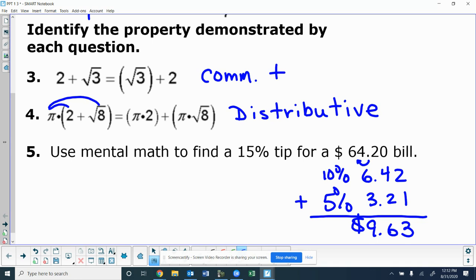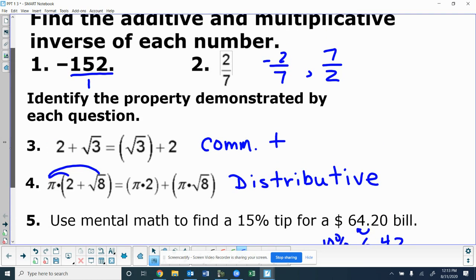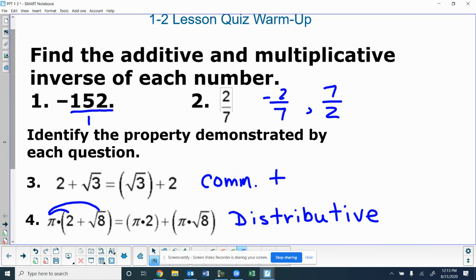Any questions? Something didn't make sense? Yes, Macy? What was the answer you wanted to know? Okay, number 1. I didn't write them down, but I can do that. All right, so the additive would be the opposite, positive. And multiplicative would be the inverse, or multiplicative inverse would be the reciprocal. So we just flip it.